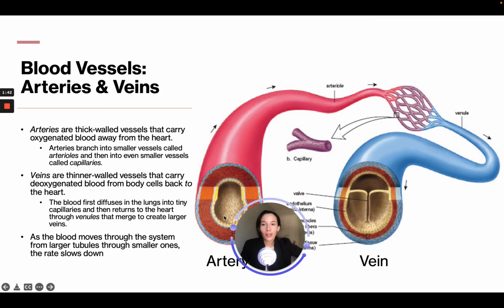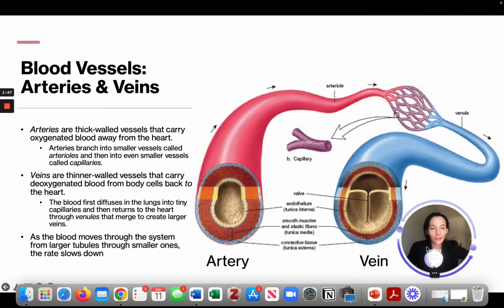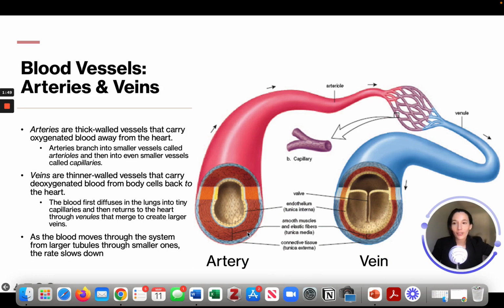So let's look at blood vessels. So let's look at arteries versus veins. These are things you will see in the body. So arteries, which we can see over here, are thick-walled vessels that carry oxygenated blood away from the heart. Arteries branch into smaller vessels called arterioles and then into even smaller vessels called capillaries. So we have our thick-walled artery, it's carrying the blood away from the heart, and it turns into an arteriole and then into a capillary.